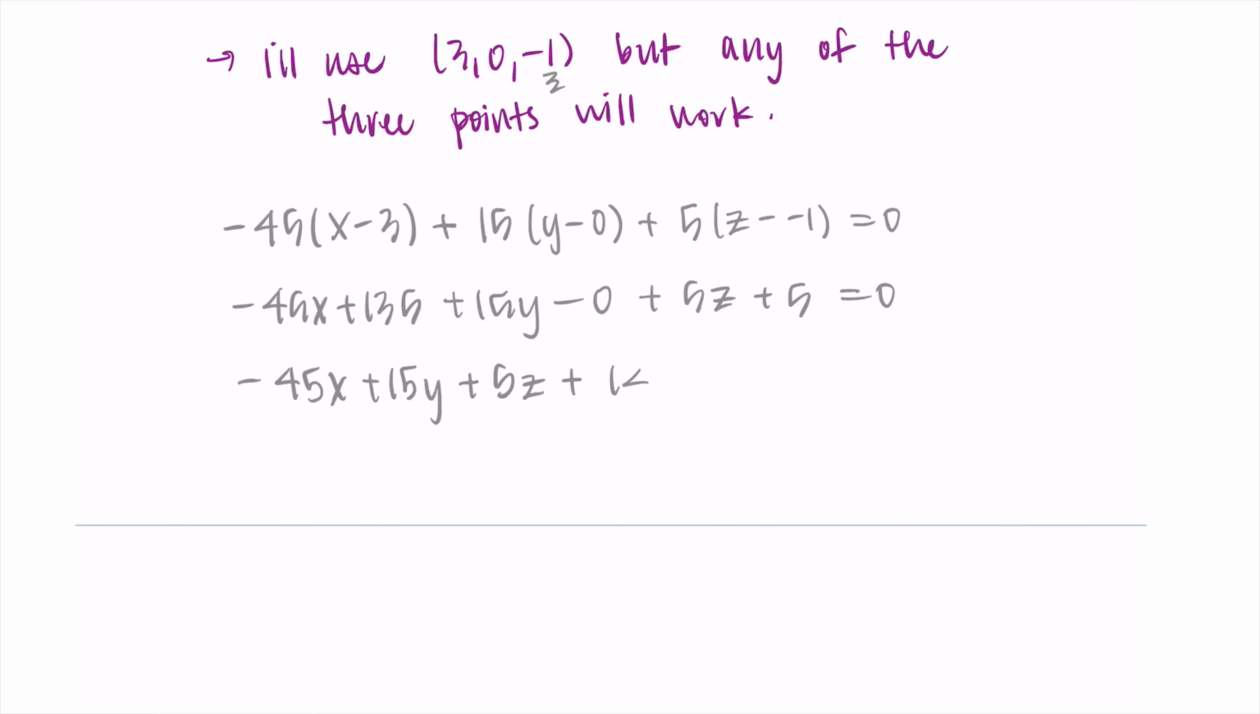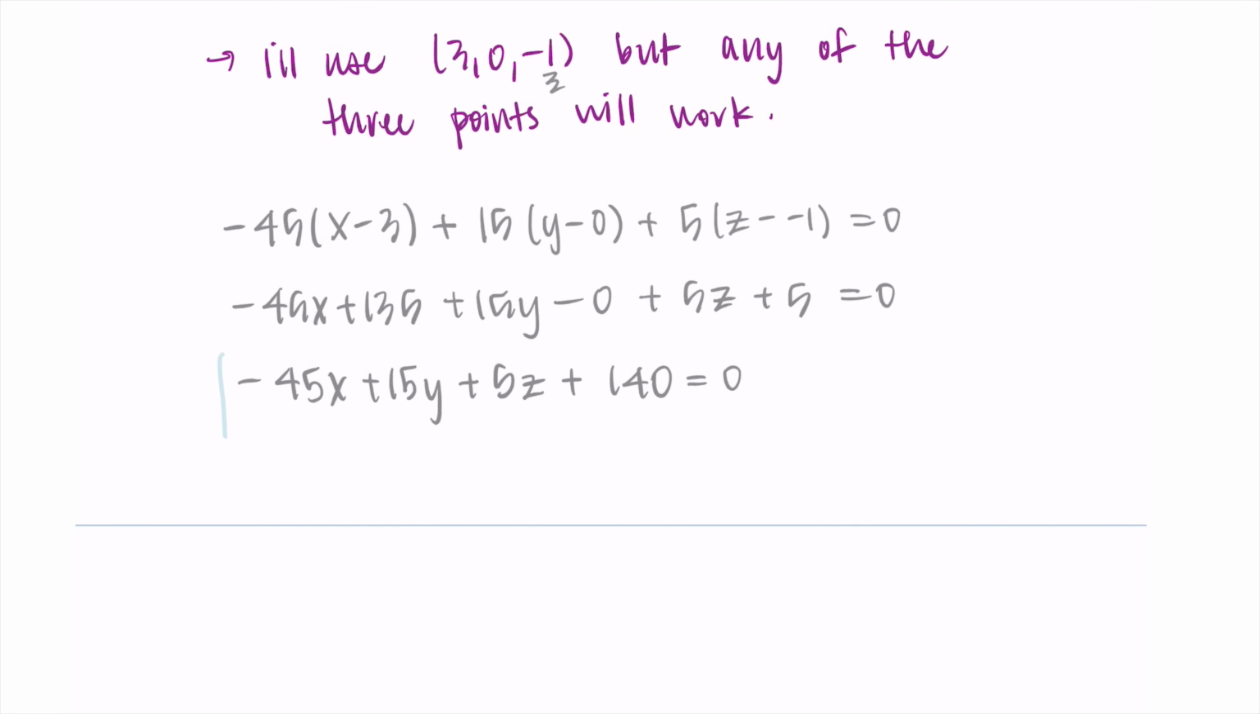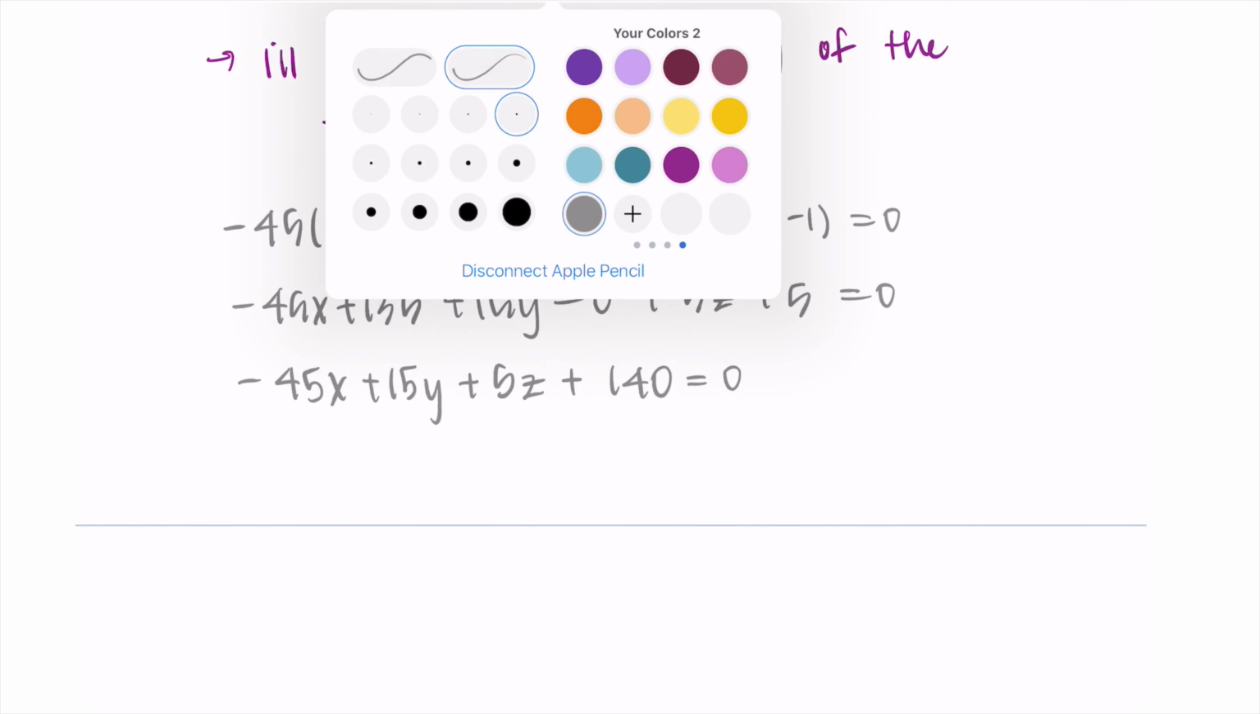I have plus 140. And this whole statement equal to 0 is my final answer for my equation of the plane through the points that we were given. There we go. Almost. Oh man. Okay, well this is the scalar equation that we were looking for.